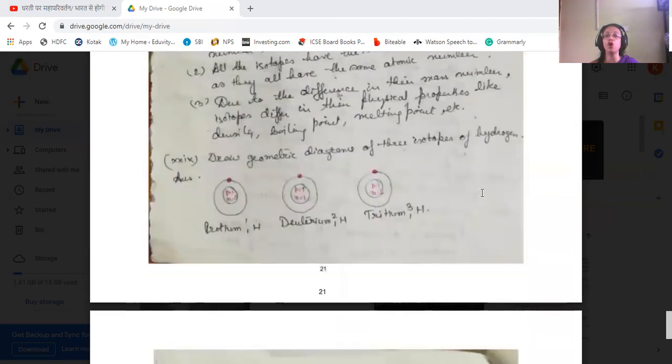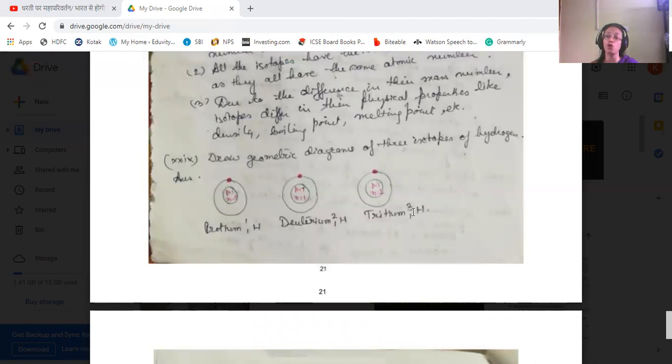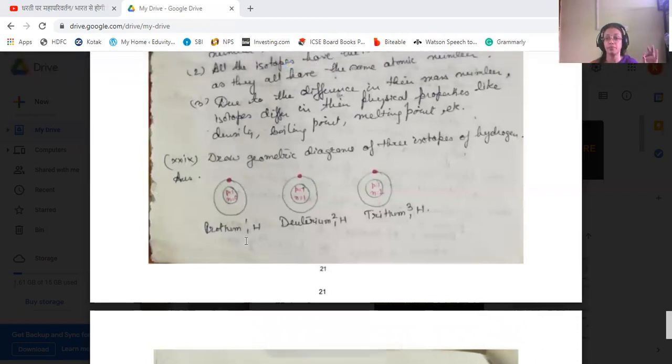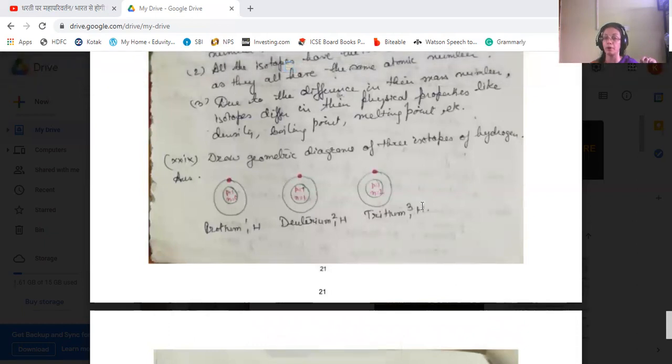Next, we come to drawing geometric diagrams of the 3 isotopes of hydrogen. Protium, deuterium, and tritium are the 3 isotopes of hydrogen. Their electronic configuration is the same because their atomic number is the same. The atomic number is 1 in all the 3 cases. But their mass numbers differ: protium has 1, deuterium has 2, and tritium has 3 as the mass number.